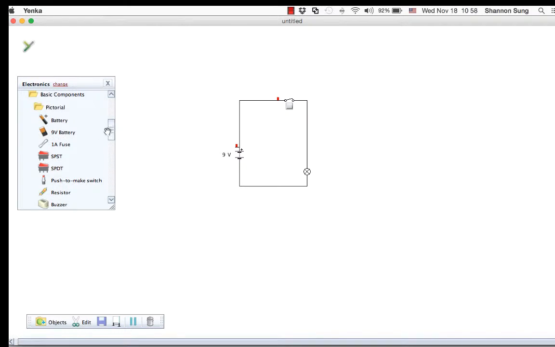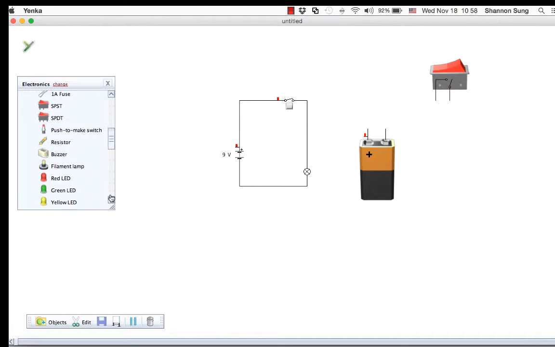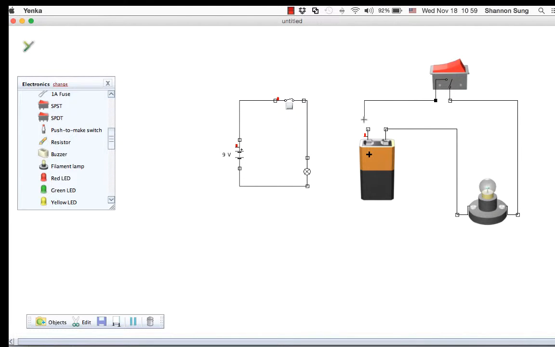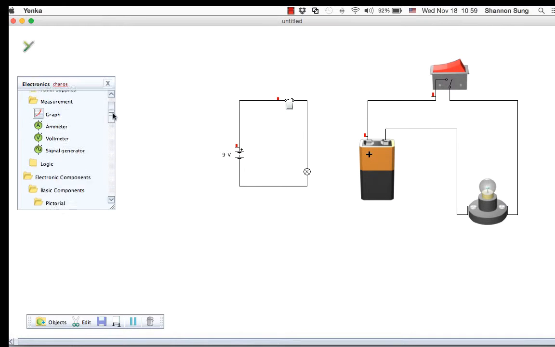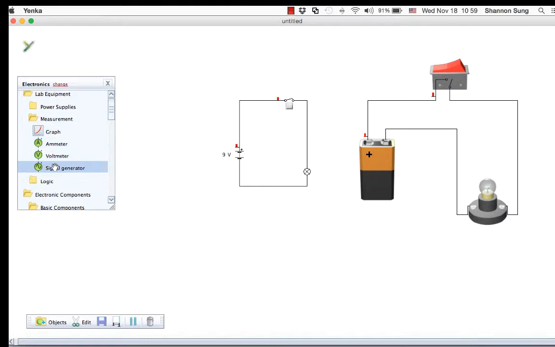We can also build the same circuit using pictorial symbols. We can have our 9-volt battery. We can create a switch, also a bulb. We connect them, and now when we turn the switch on, the bulb is lit. Open the switch, the bulb is off. In addition to building circuits, we can make measurements, and we can have an ammeter that we can drag over here and put in the circuit. And there we go. When we turn the switch on, the ammeter now reads 90 milliamperes.